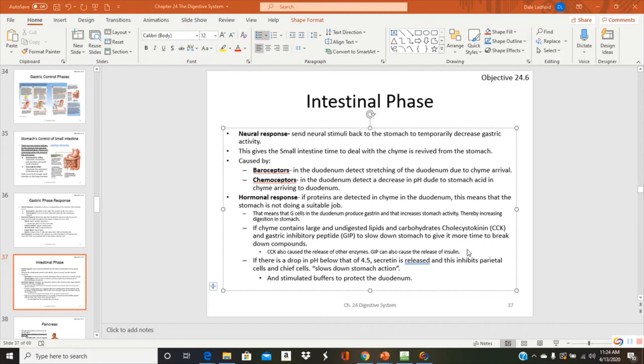Amylase is the only one that is weird because amylose is a type of carbohydrate. Starches, we call that amylose. It has amylopectin in it. Anyway. The liver.